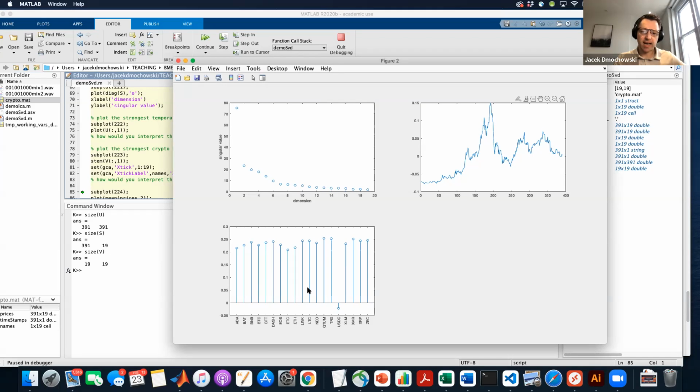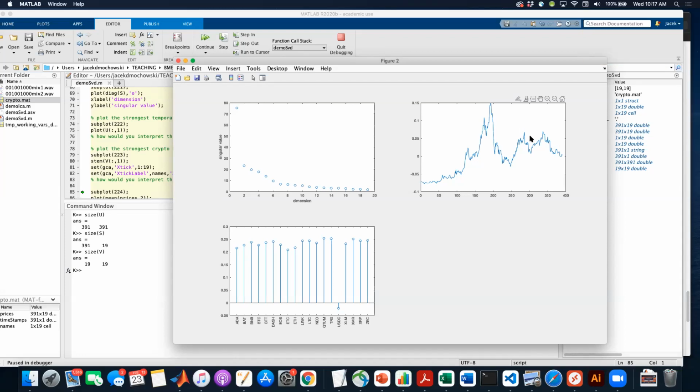Can anyone guess what this time series and these stem plots are capturing in the data? Just intuitively, I don't mean mathematically. What do you think it means that this is the most dominant? You can think of it as a pattern, the most dominant pattern in my original cryptocurrency data. So what does that pattern mean? It shows the average fluctuation of all of them.